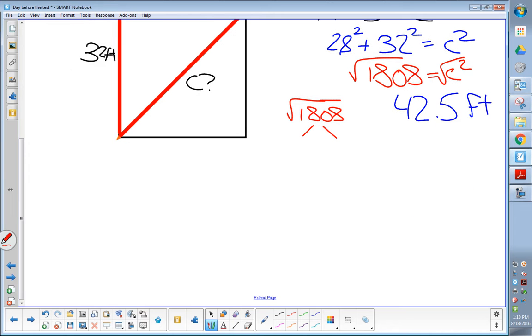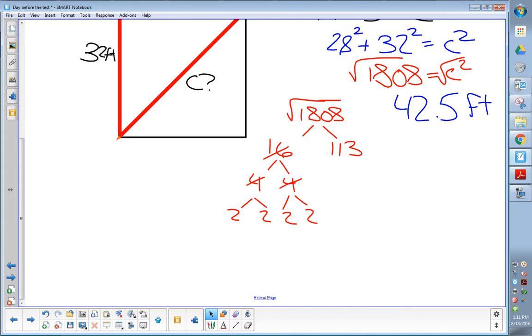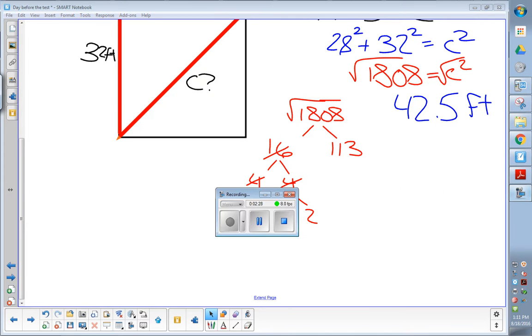Okay, I will help you out. 16 and 113, 4 and 4, 2 and 2, 2 and 2. Rewrite that thing as a simplified radical. Now that I've split it up for you on your BELLWORK, write it as a simplified radical. Go.